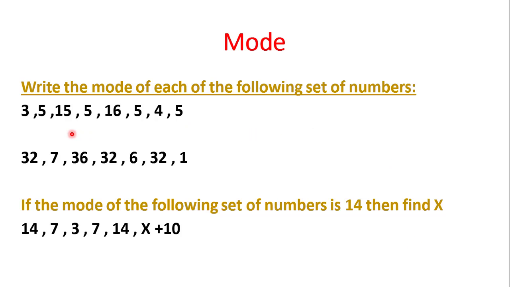Here we have a set of values. Write the mode of each of the following sets of numbers. Let's see, what is the number which is repeated more? Yes, here we have 5, so the mode is 5. In the next one, the number which is repeated more is 32, so the mode here is 32.